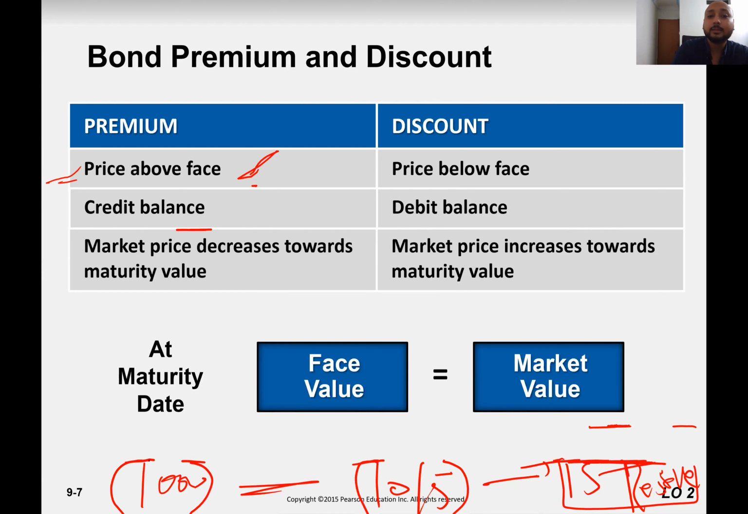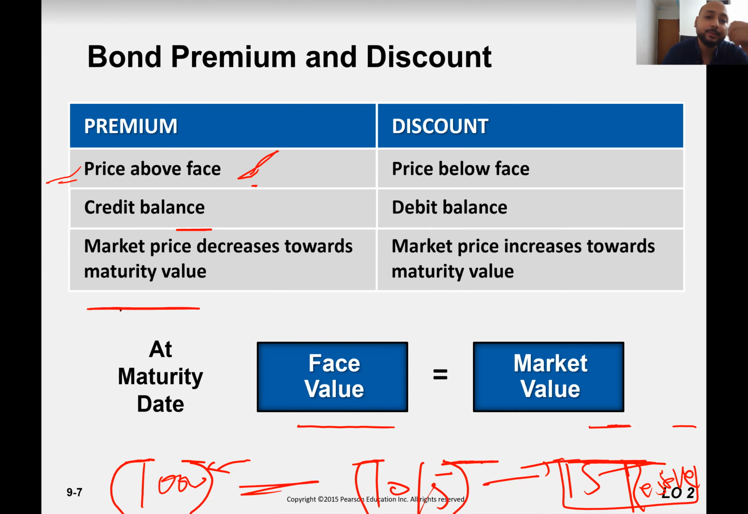So the market price, this 1015, eventually decreases to 1000 at the maturity date, which is the maturity value. When our time period is over, how much do we have to give back to bondholders? Only 1000, right? So that's why, right now the bond is selling at a premium, and eventually this premium is going to decrease as the market price approaches maturity.